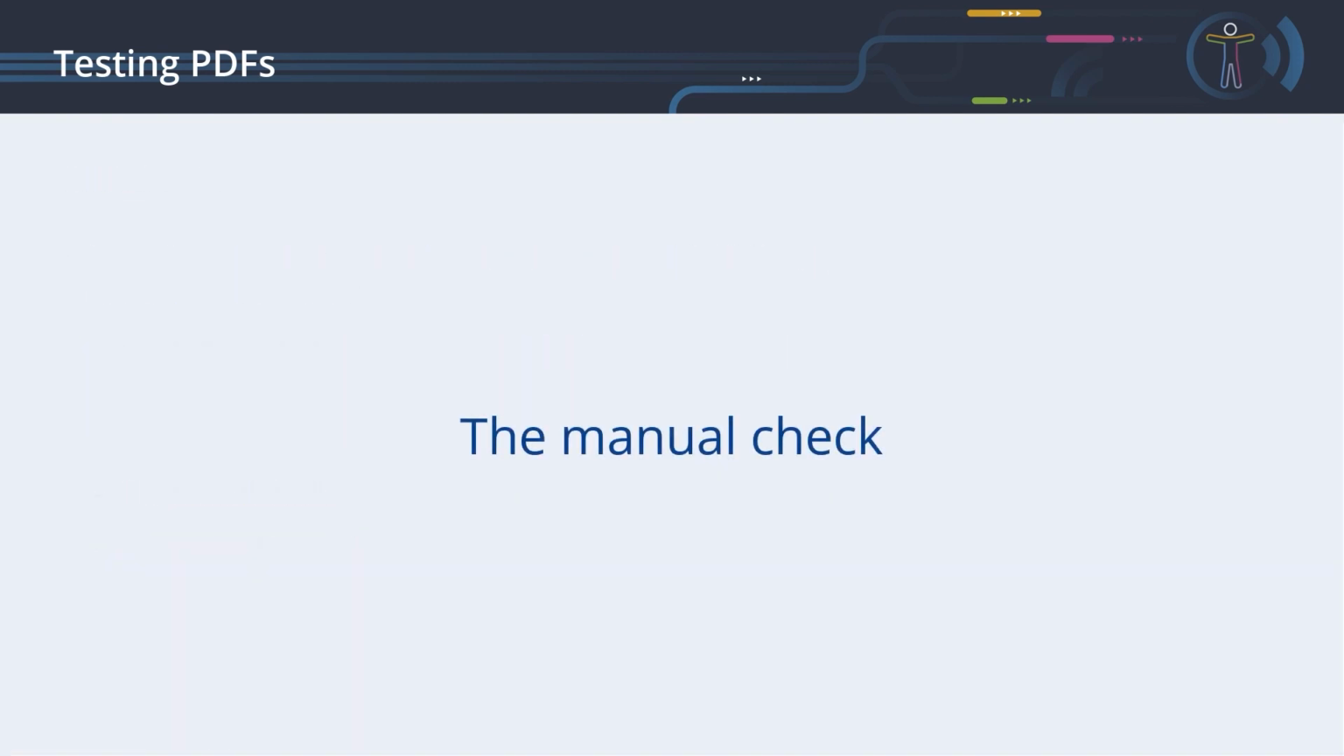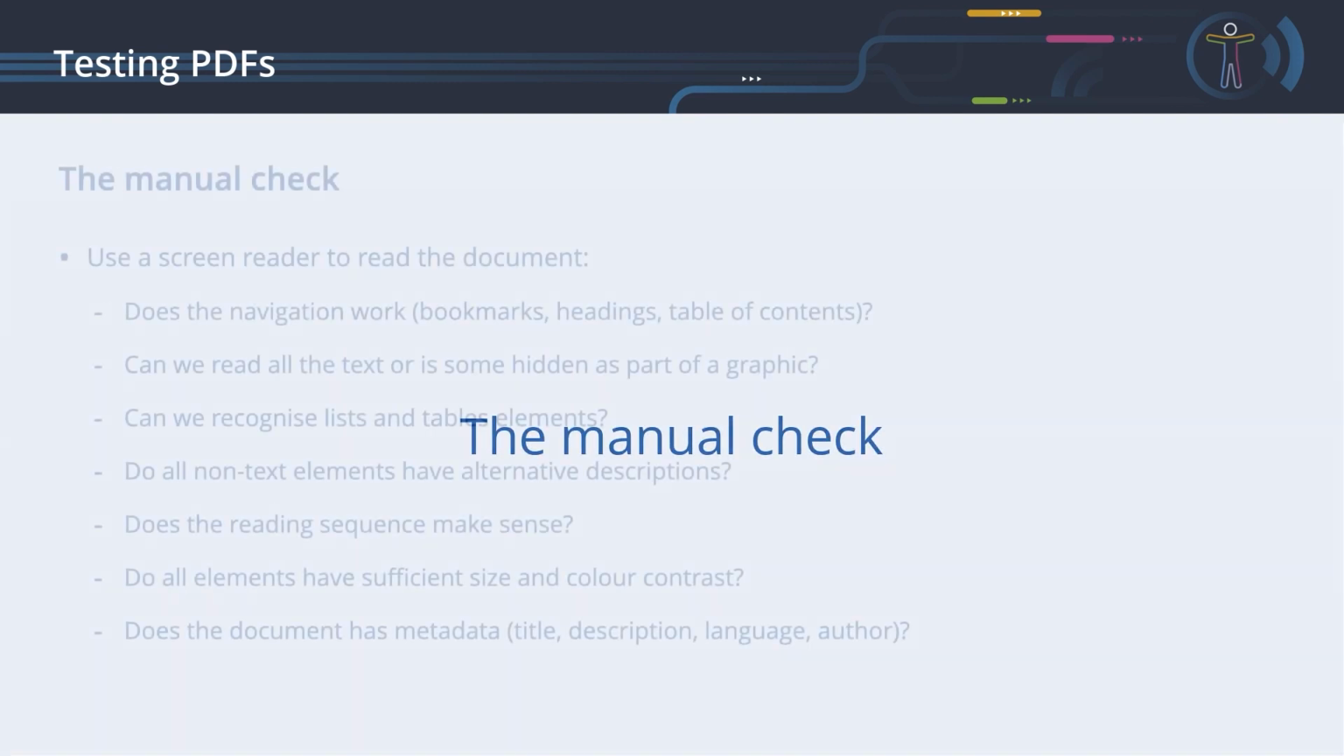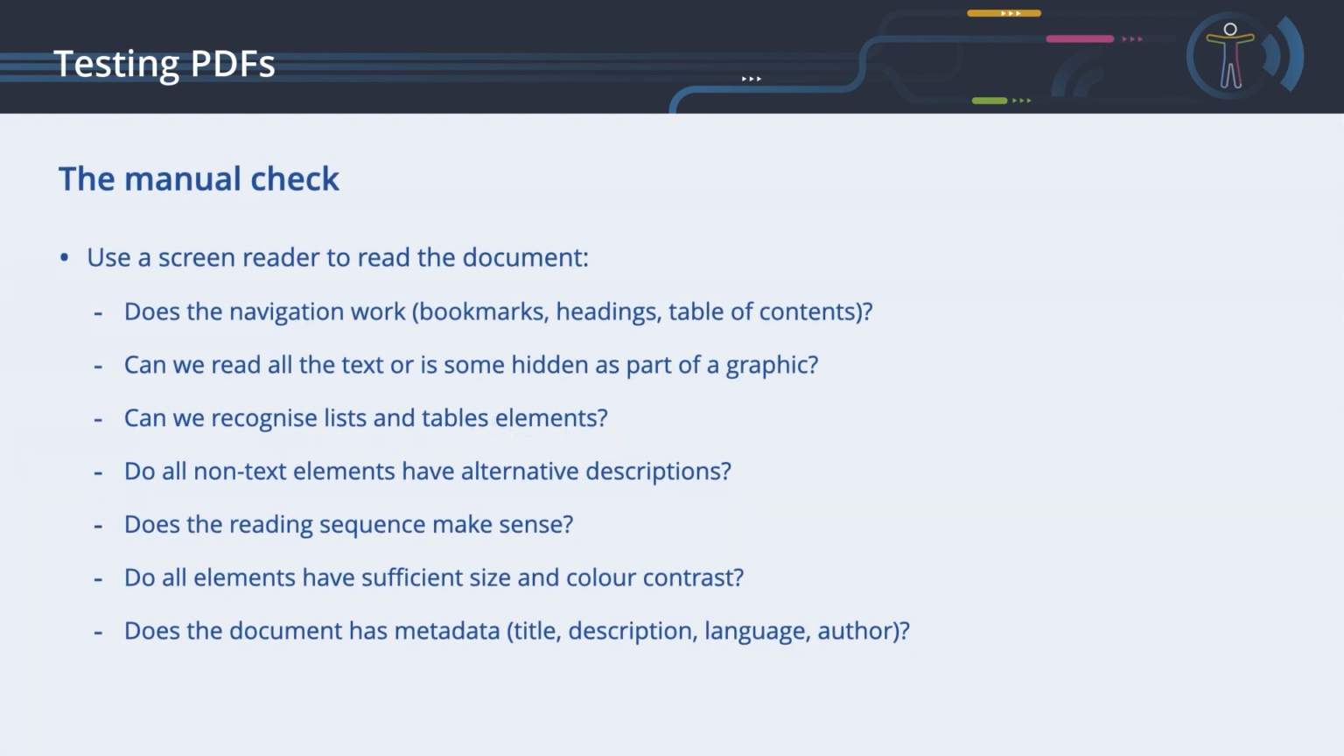The manual check. When using a screen reader, we have to test the document for several criteria. Does the navigation work? Can we reach the different chapters via the bookmarks? Can we navigate from heading to heading to reach the chapters and subchapters? Can we use the table of contents if we created one?